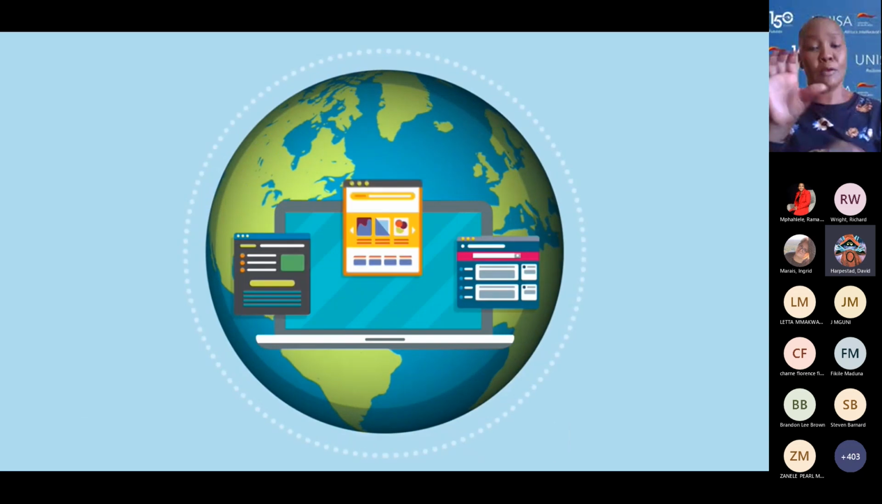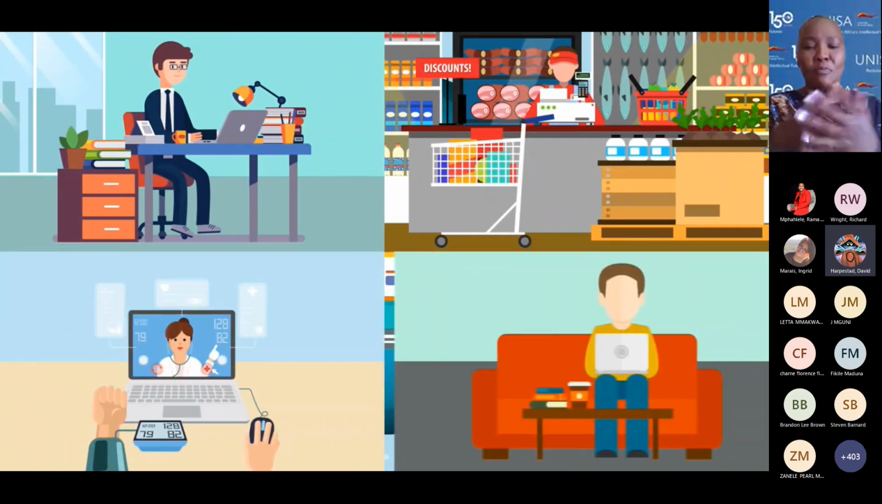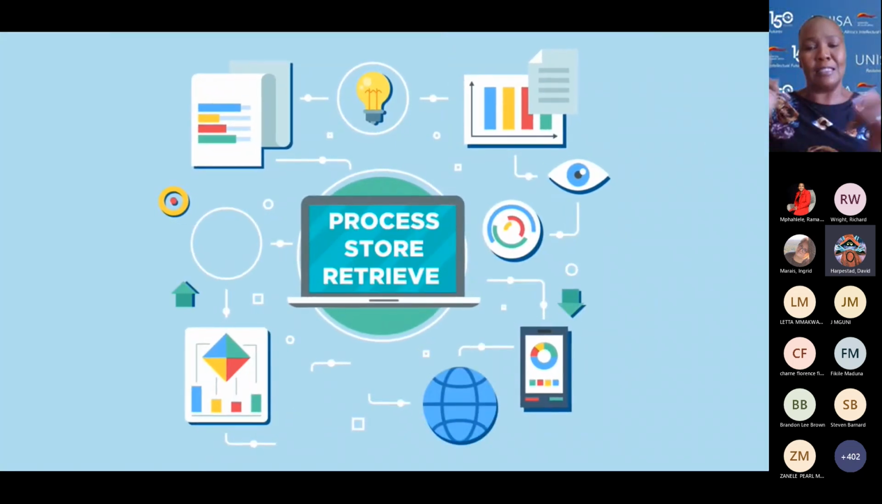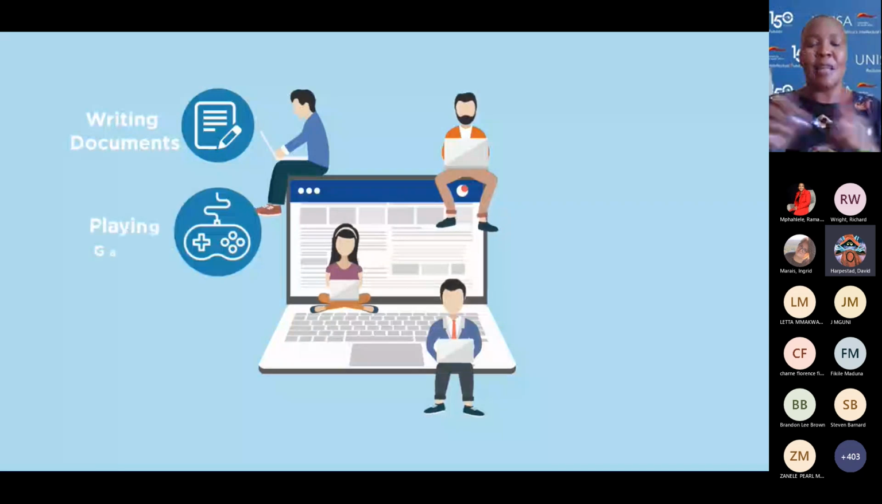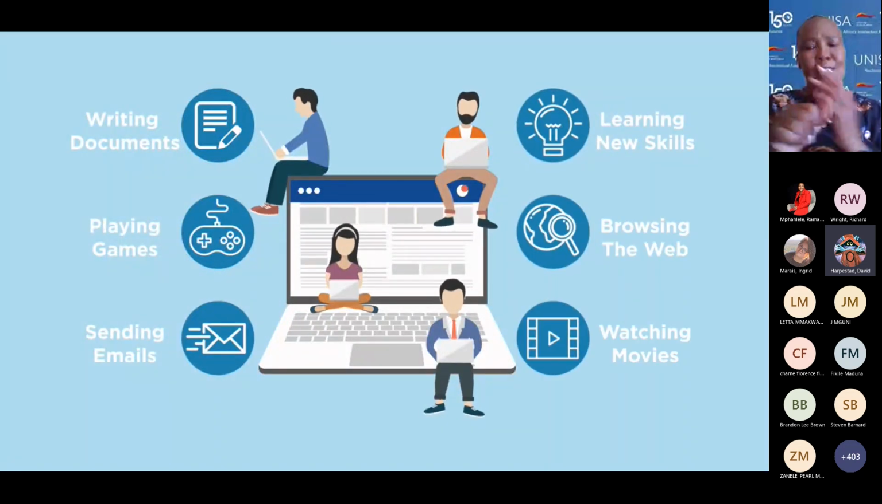Computers are now used everywhere around us. You will find them at work, in stores, in hospitals, and at home. A computer is an electronic machine that can process, store, and retrieve different types of data and information. You can use the computer to perform many tasks, such as writing documents, playing games, sending emails, learning new skills, browsing the web, and watching movies.